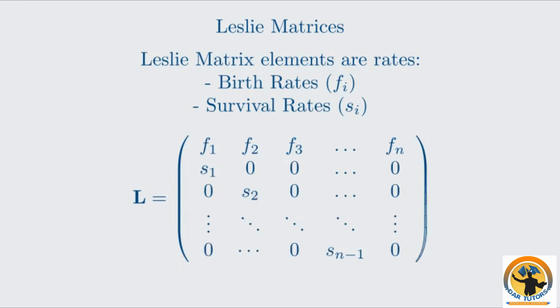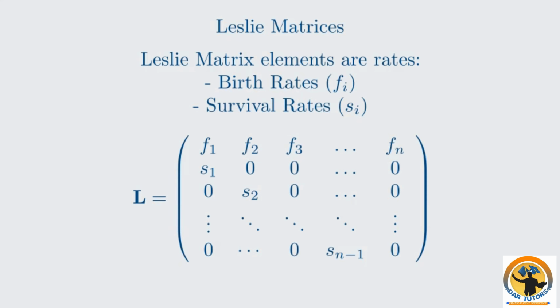A Leslie matrix L has a characteristic structure. The first row contains the fertility rates, F sub i, for each age group i. These are the average number of female offspring a female in age group i produces that year. The main diagonal below the fertility row contains the survival rates, S sub i. This is the proportion of females in age group i that survive to the next year, becoming members of age group i plus 1. All other elements are 0.